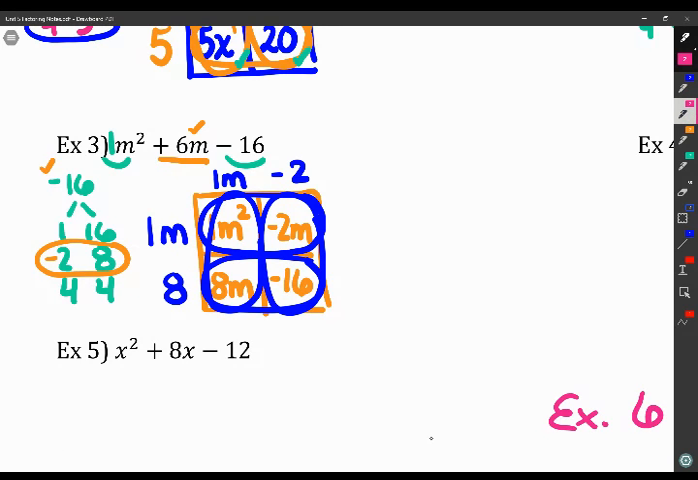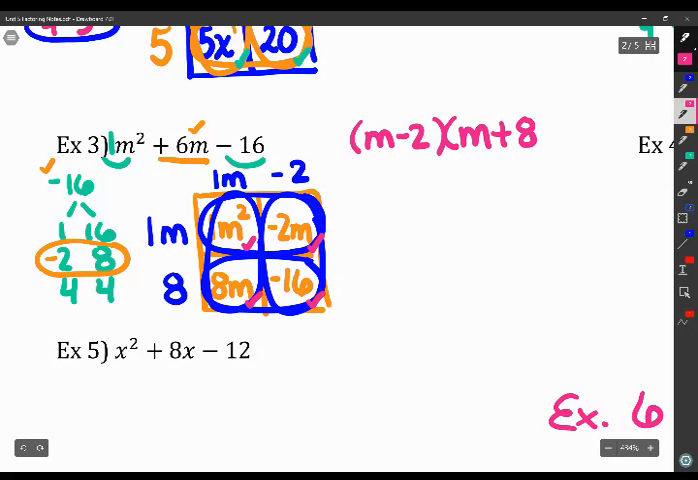1m times 1m is 1m squared. 1m times negative 2 is negative 2m. 8 times 1m is 8m. 8 times negative 2 is negative 16. Everything checks out, so your answer is m minus 2 and m plus 8. And again, I don't put the ones in just because your computer doesn't like it.